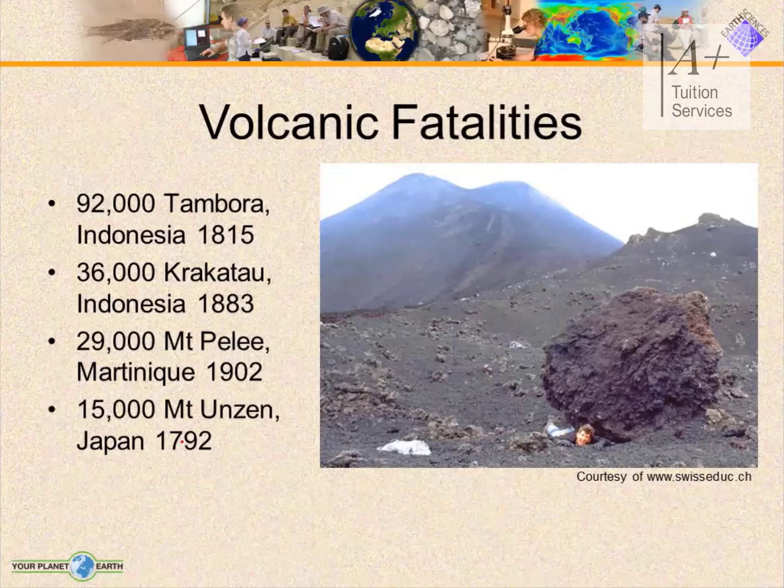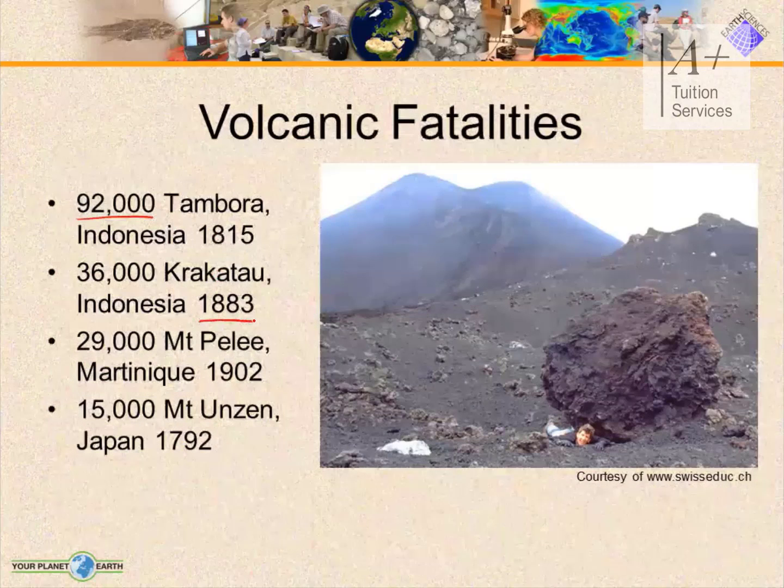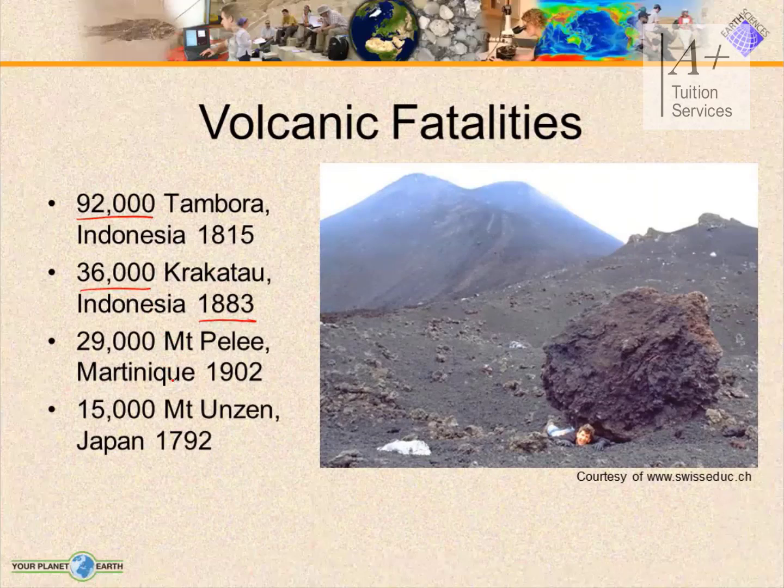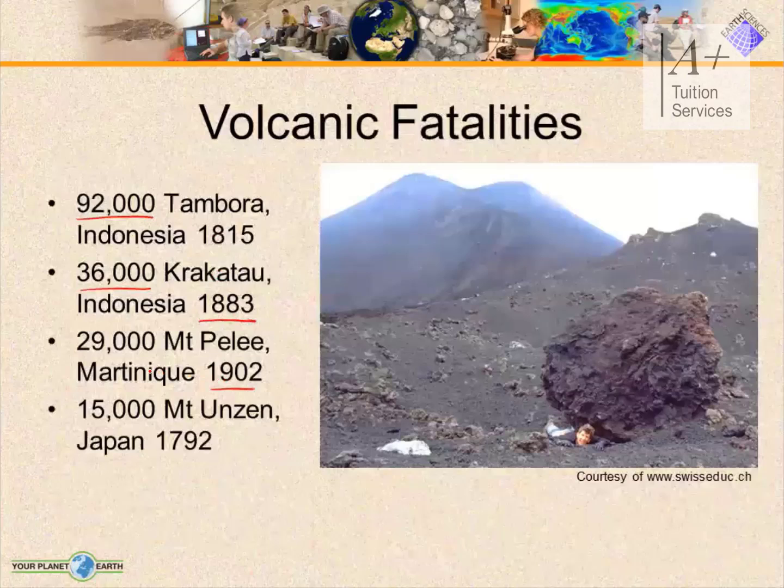So, volcanic fatalities. 92,000 in Tambora, Indonesia, 1815, right? In the year 1815, 92,000 people died. In Indonesia again in 1883, when Krakatau exploded, 36,000 people died. In Martinique, which is a Caribbean island, Montpelée in 1902 had a fatality of 29,000 people dying. In Mount Unzen in Japan in 1792, there was a fatality of 15,000.